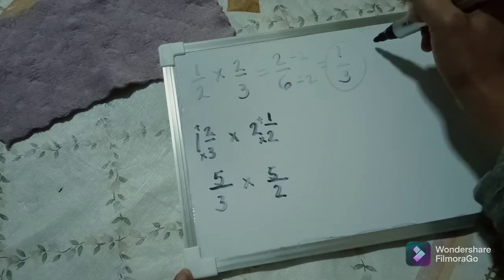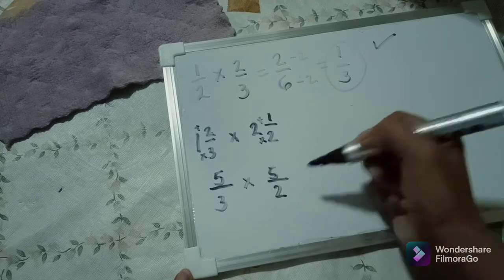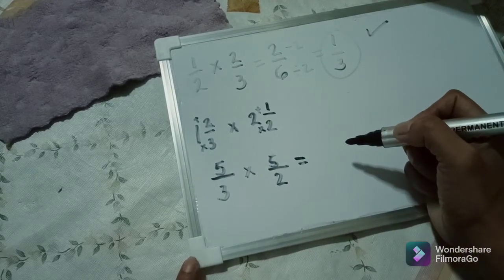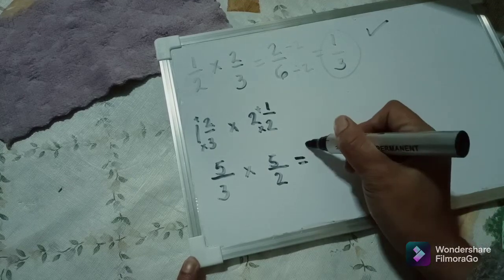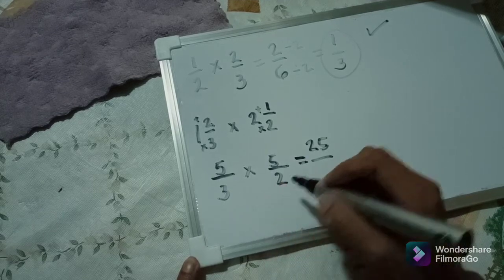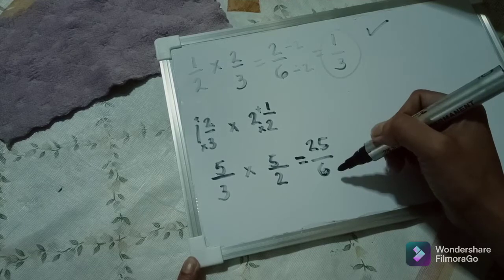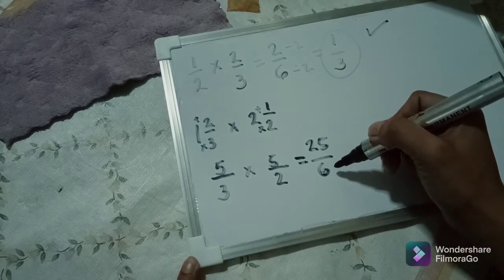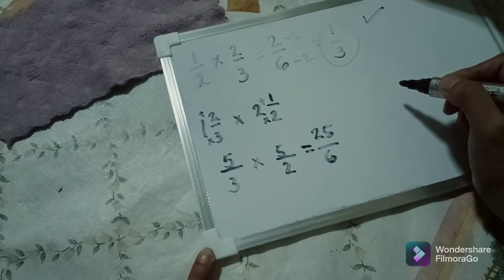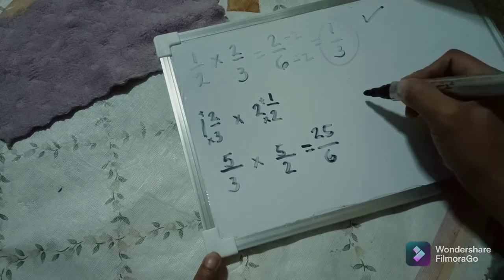So just like what we did here, we just have to multiply the numerators and also multiply the denominators. 5 times 5, 25. And then we also have to multiply this. 3 times 2, 6. Okay, do you remember what we have to do with this? Since this is an improper fraction, how are we going to simplify it? We have to divide.